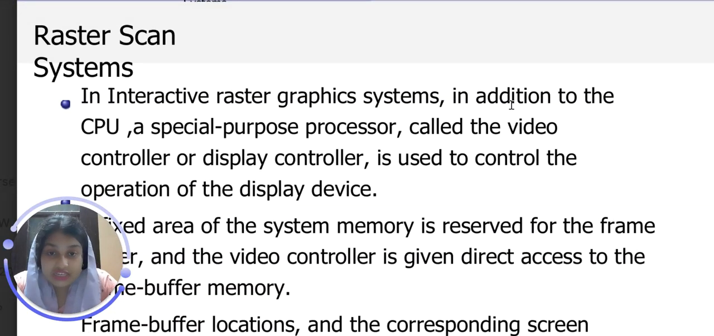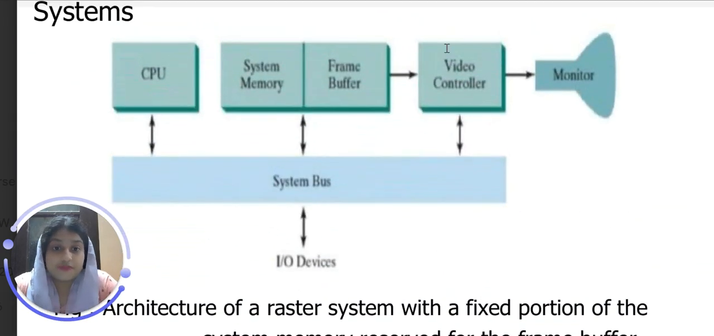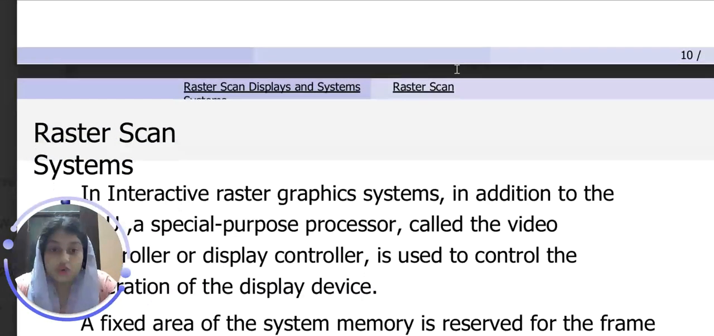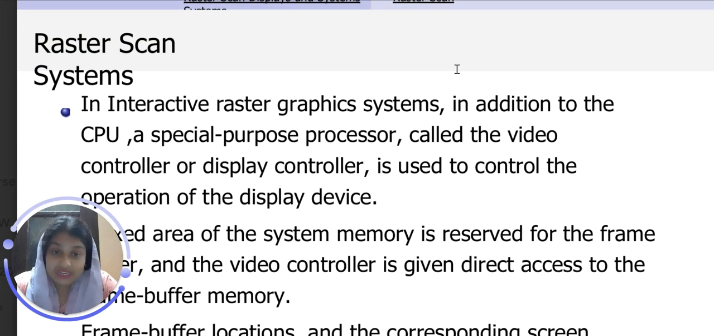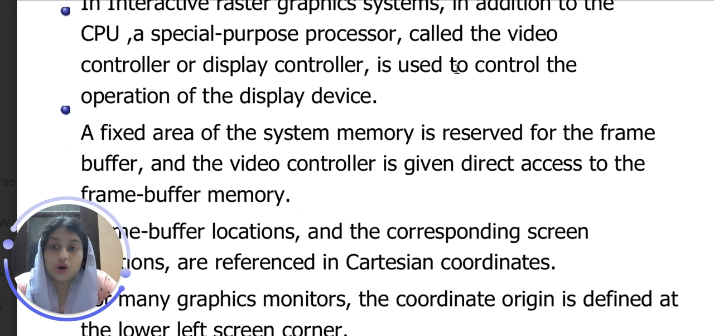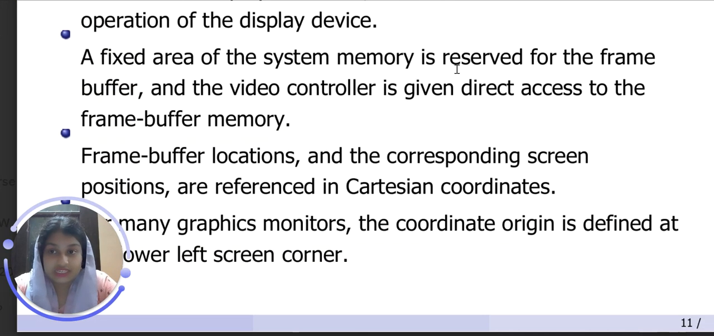In an interactive raster graphics system, in addition to the CPU, a special purpose processor called the video controller, or the display controller, is used to control the operation of the display device. A fixed area of the system memory is reserved for the frame buffer, and the video controller is given direct access to the frame buffer memory.